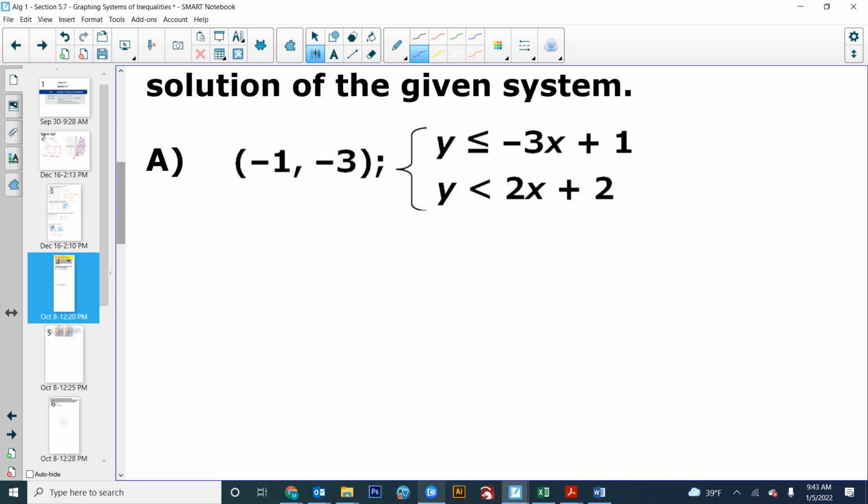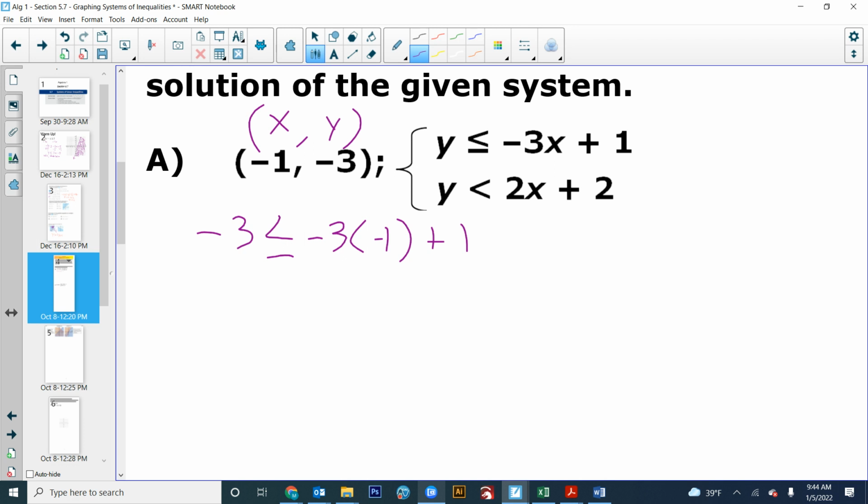Okay, so let's plug in. Now, again, this is x, y. So my y is -3, less than or equal to -3 times -1 plus 1. I'll give you a second. You guys simplify the right side, decide if it's true or false. I'm going to call on Sabrina.